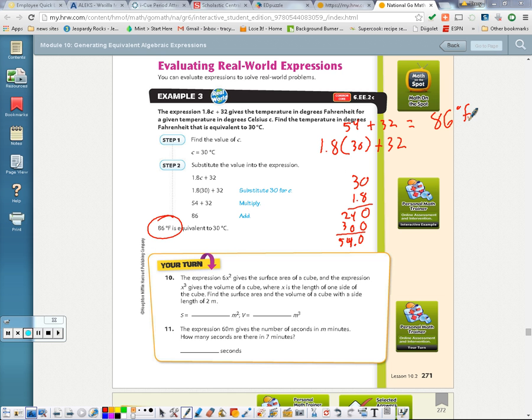Now there's two situations for you to try and figure out. The first one: the expression 6x squared gives the surface area of a cube, and the expression x cubed gives the volume of a cube, where x is the length of one side of the cube. Find the surface area and the volume for a cube with a side length of 2 meters. So use 2 in place of x up there and see what answer you get.